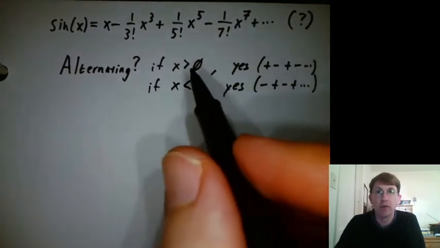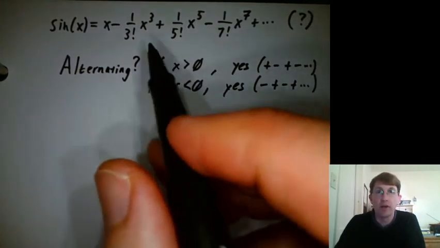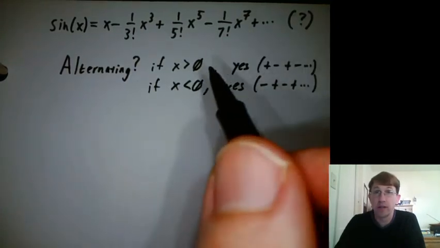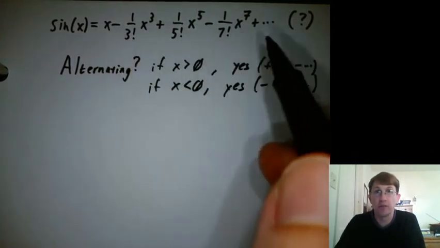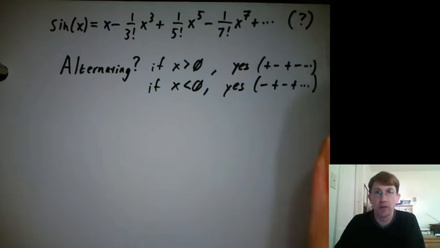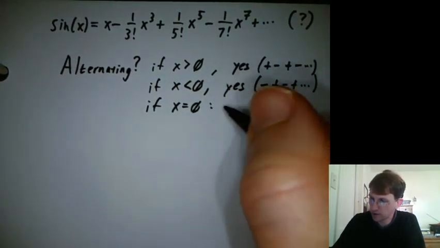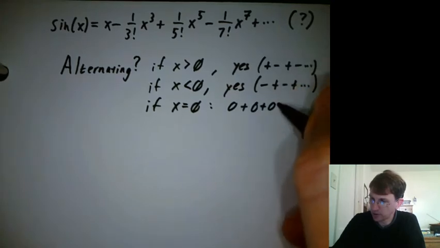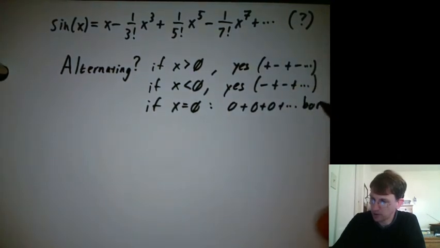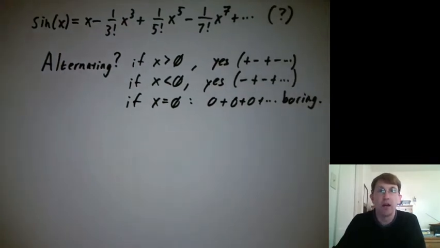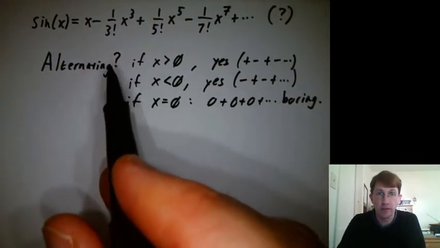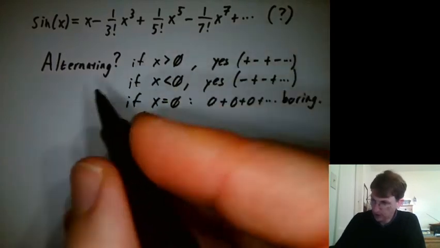You might be wondering, well, what if x is equal to 0? Well, then this is just all 0. It's not alternating, but it's pretty obvious that the sum converges because it's just 0 plus 0 plus 0. So we'll say if x equals 0, you get 0 plus 0 plus 0 plus dot dot dot, which we're going to call boring, don't even need the alternating series test. So it's alternating regardless of the value of x.